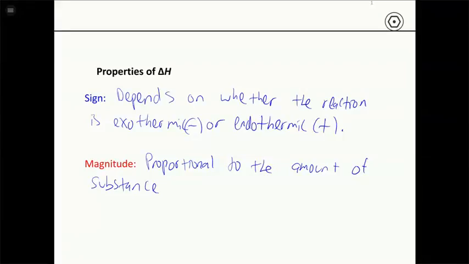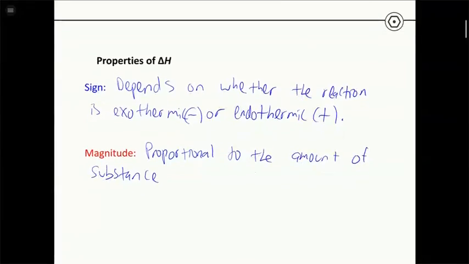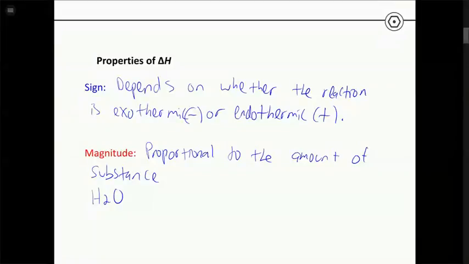So let's say, for example, we're burning water, let's say we're forming hydrogen from water. I'm going to turn this microphone down a little bit. It's kind of reverberating. All right, let's see if that's better. So let's say we're taking water and we're decomposing it into hydrogen and oxygen, splitting it into hydrogen and oxygen.